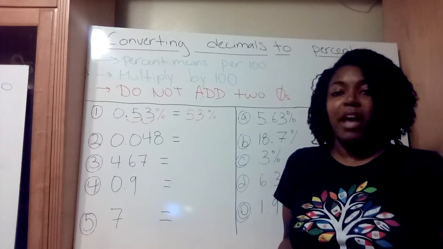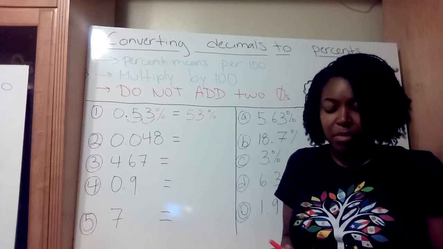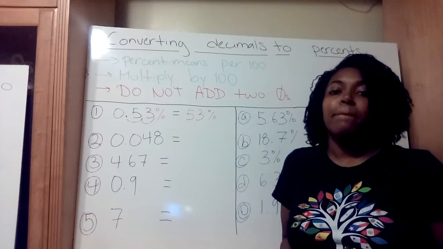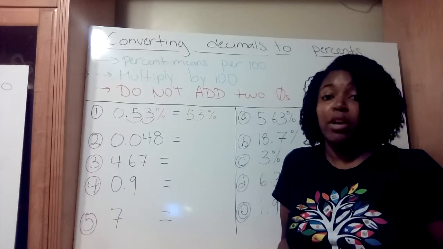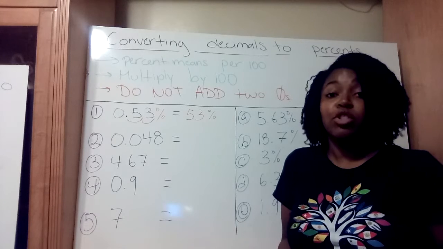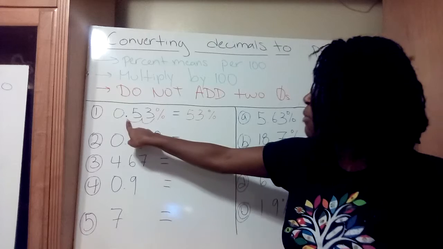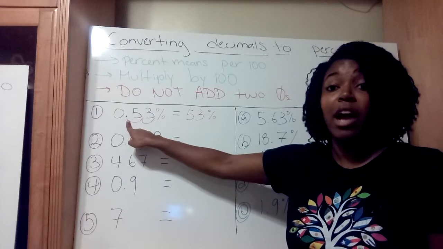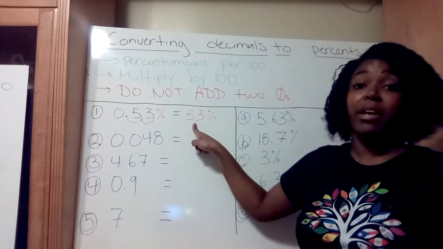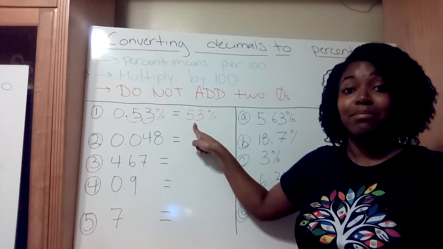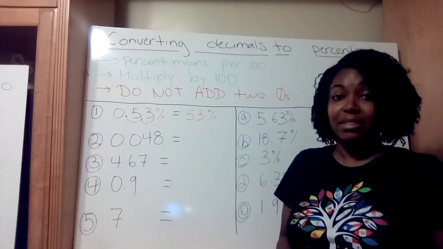So you should always be asking yourself, does my answer make sense? Okay. Percents sometimes can be greater than 100% if your number is greater than 1. 0 and 53 hundredths is certainly not greater than 1, so therefore my answer is not greater than 100%. All right? It makes sense.